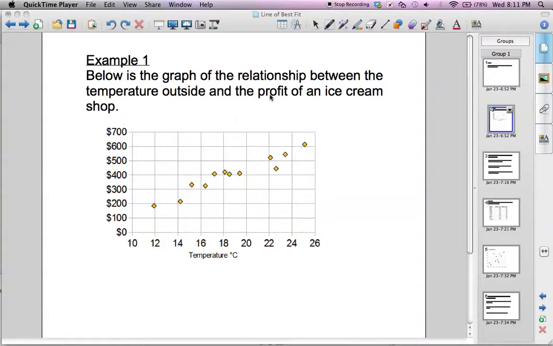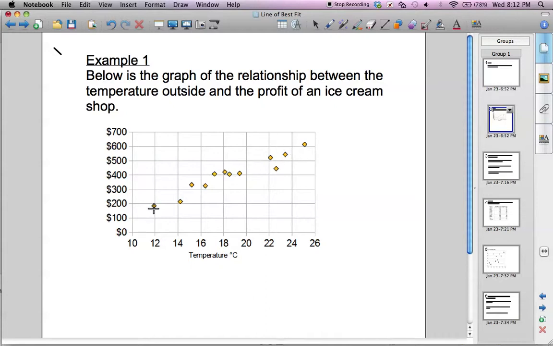Hello, this is Mr. Collier, and today we're doing lines of best fit. So if you take a look at this data here, we have the relationship between the temperature outside and the profits of an ice cream company. So as the temperature increases, obviously the ice cream company makes more money.